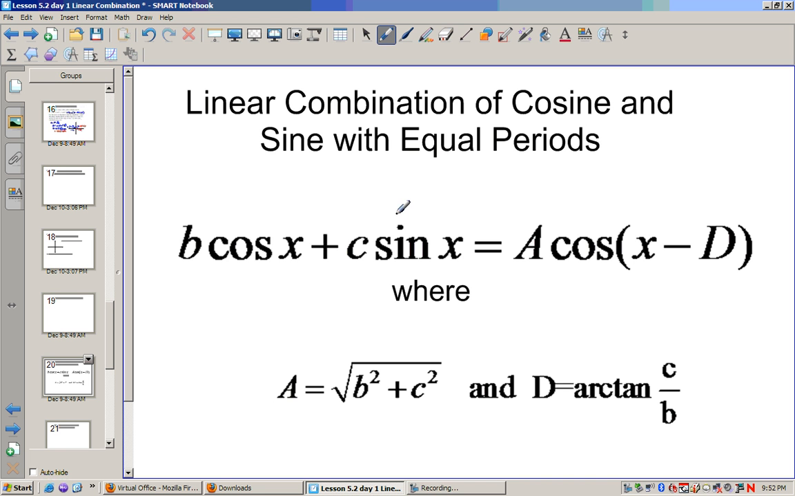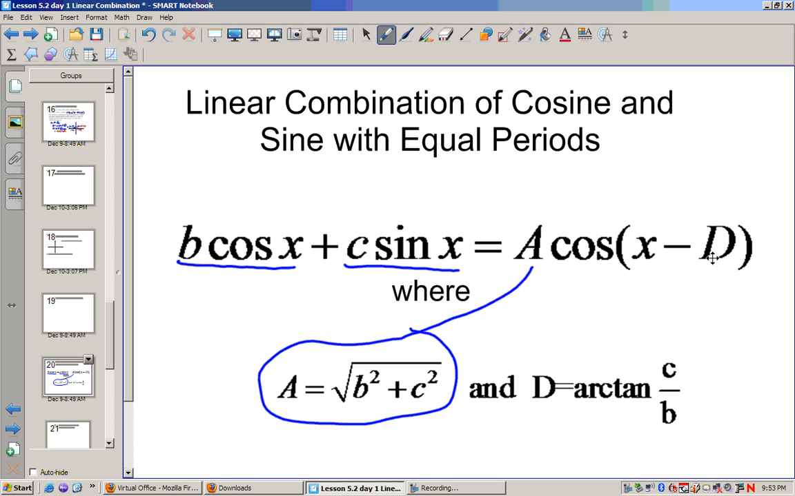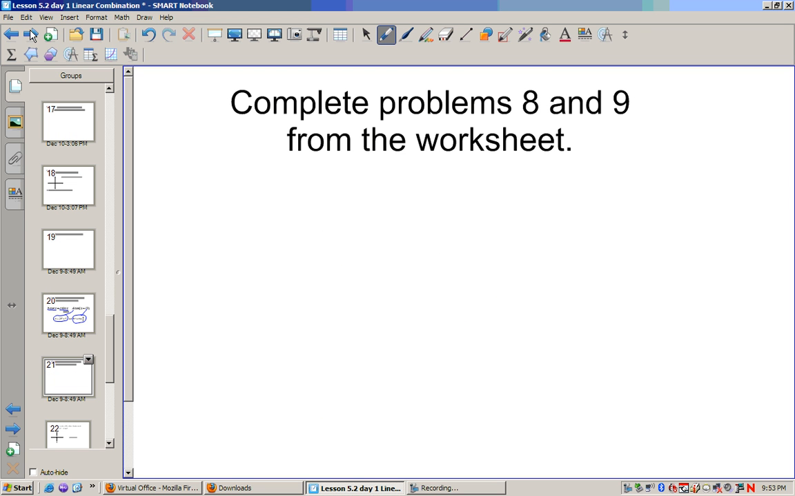Now here is the linear combination of cosine and sine. This is the equation for b cosine x plus c sine x is equal to a cosine of x minus t. Now I think this is more confusing than actually just learning how to deal with the problem. But this is just the Pythagorean theorem, b squared plus c squared. The angle we get by finding the arctan of c over b. Alright, now do 8 and 9 if you have the worksheet.